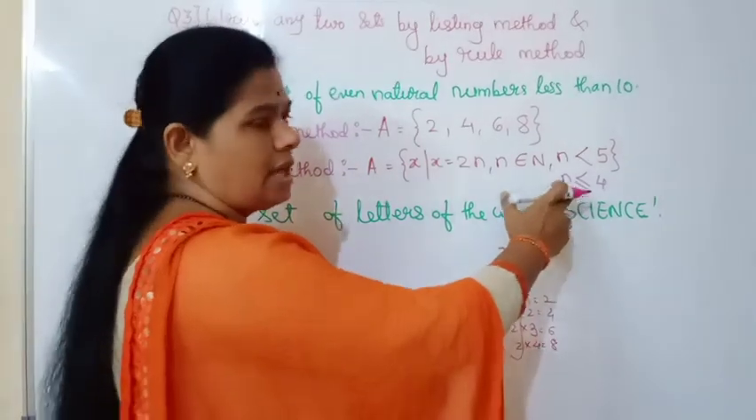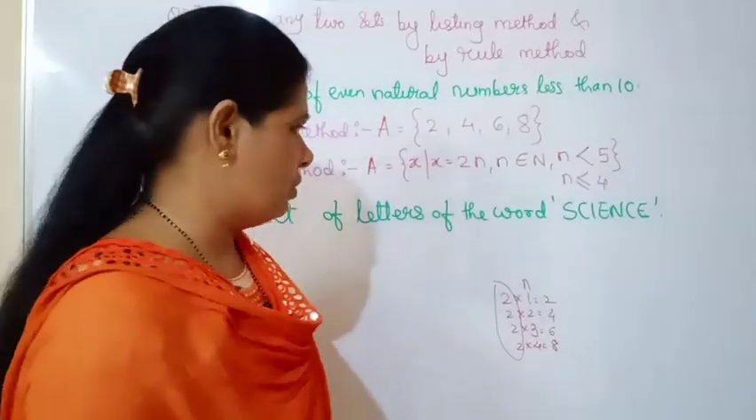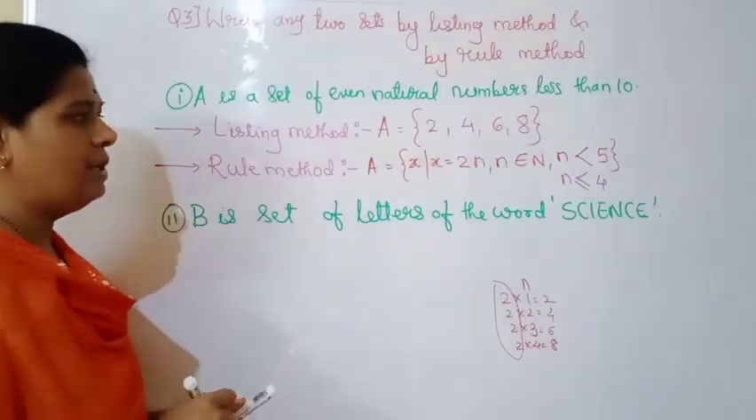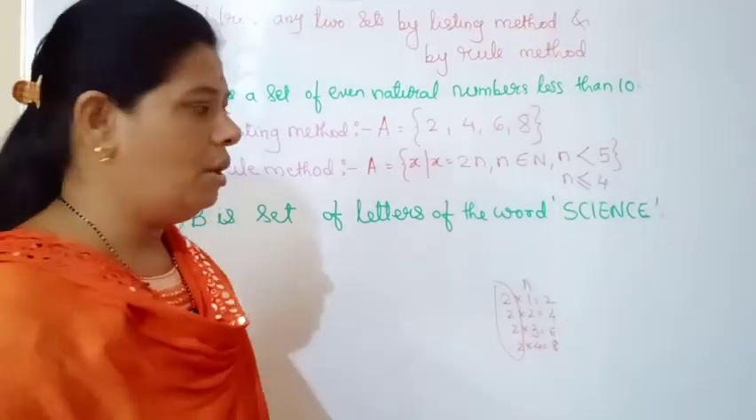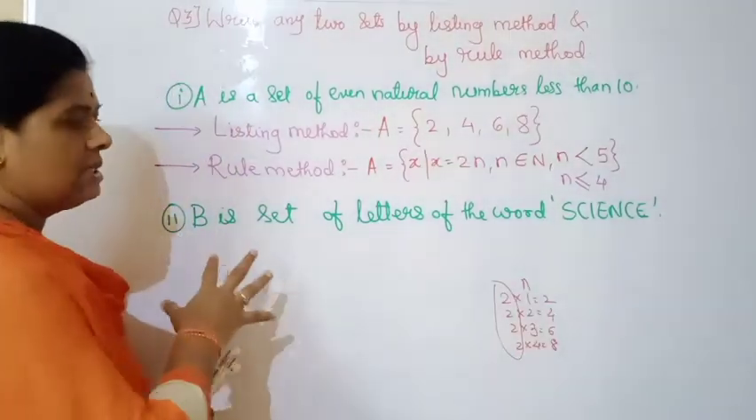What is the meaning of this sign? That is less than or equal to. In this way we have finished writing the two methods, that is the listing method and the rule method. Now we will move towards the second question.